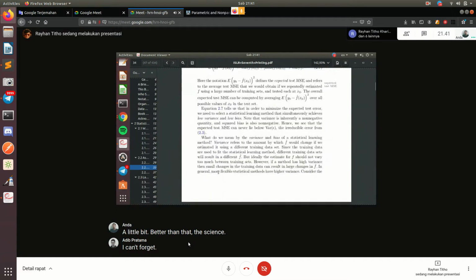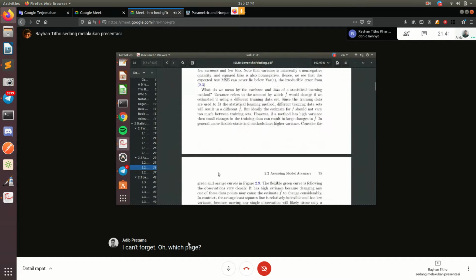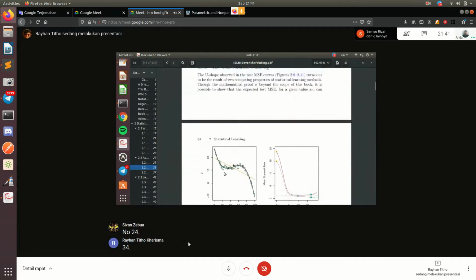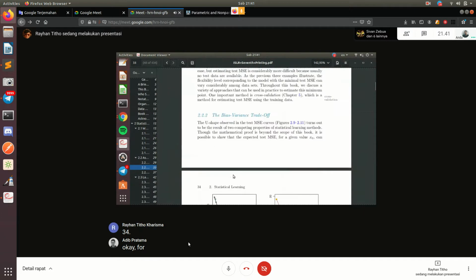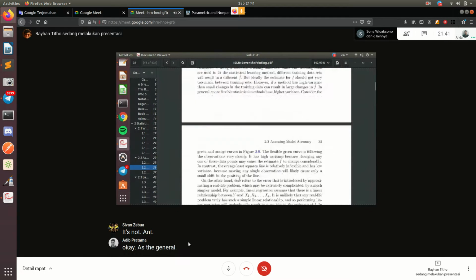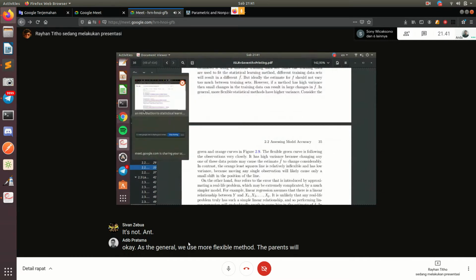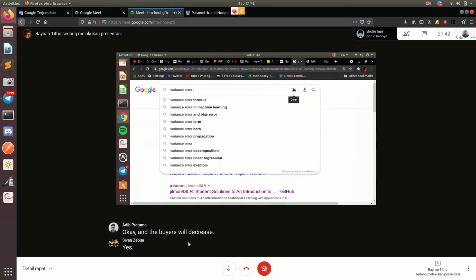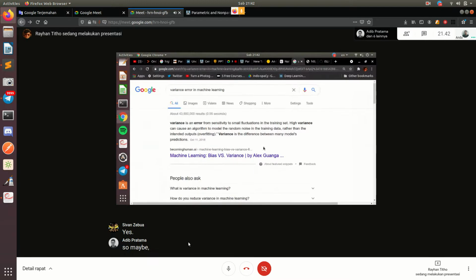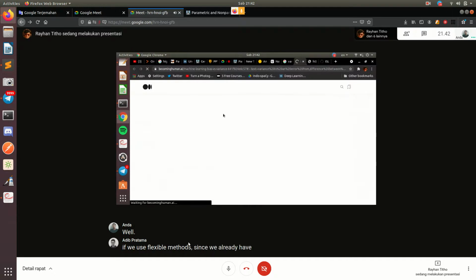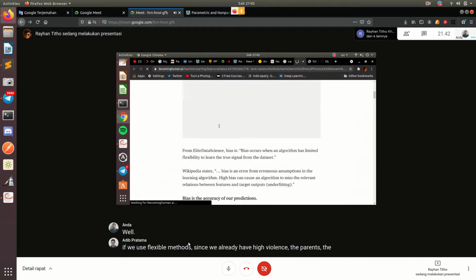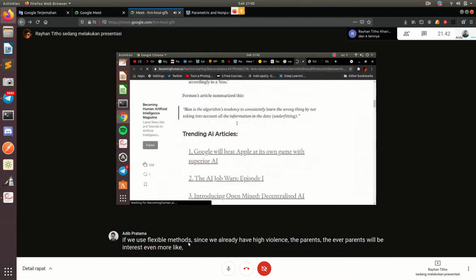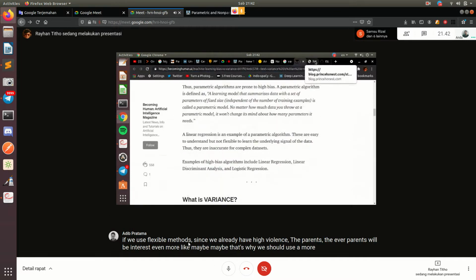I forgot which page. 34. As a general rule, when we use a more flexible method, the variance will increase, right? Yes. And the bias will decrease. So maybe because if we use flexible methods, since we already have high variance, the error variance will increase even more, right? Maybe that's why we should use a more inflexible method.